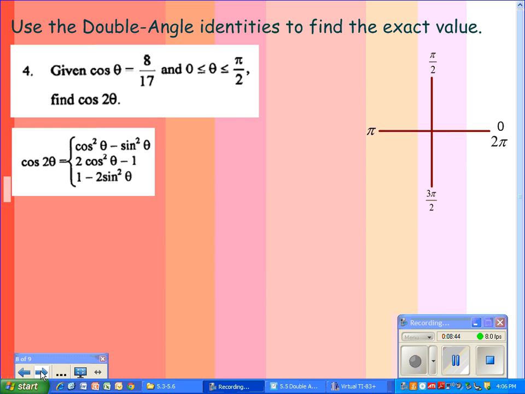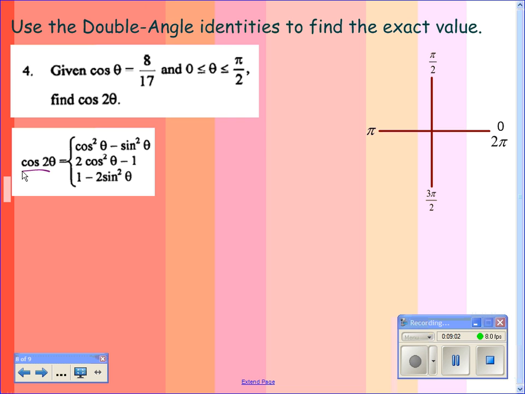Okay, next example is number 4. Use the double angle identities to find the exact value. Given cosine theta is 8 over 17, and theta is between 0 and pi over 2, we're looking to find cosine 2 theta. All right, so let's look at our formulas. We can choose cosine squared minus sine squared, 2 cosine squared minus 1, or 1 minus 2 sine squared. Well, they give us cosine, so let's choose the one that only requires a cosine. So now we don't even need to set up a triangle. All we have to do is 2 times cosine, which is 8 over 17, squared, minus 1.